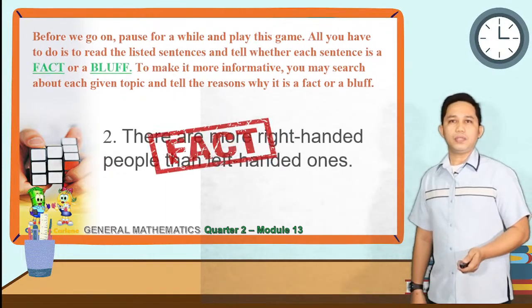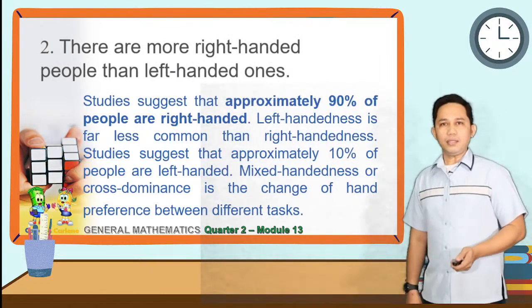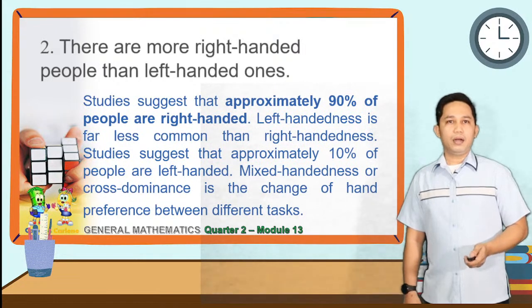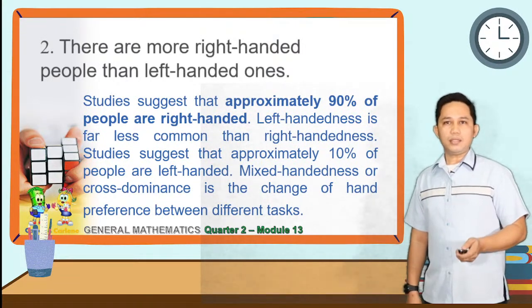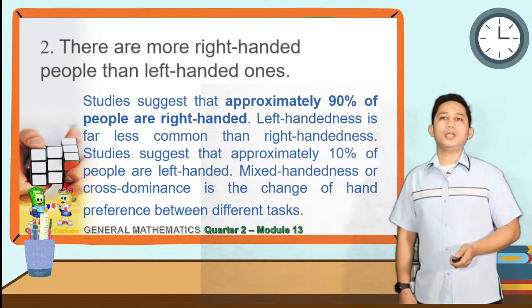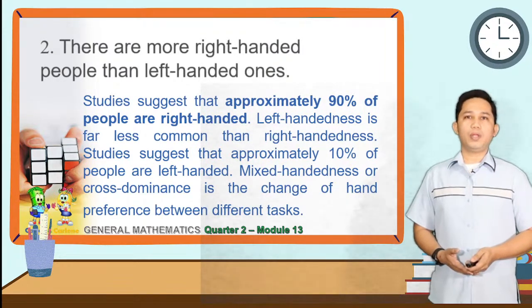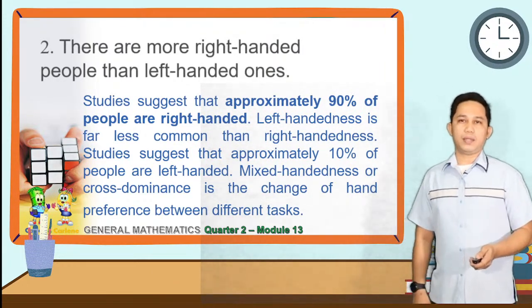Why? What is the reason? Studies suggest that approximately 90% of people are right-handed. Left-handedness is far less common than right-handedness. Studies suggest that approximately 10% of people are left-handed. Mixed-handedness or cross-dominance is the change of hand preference between different tasks.